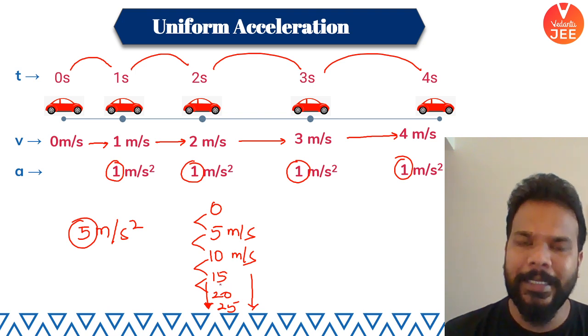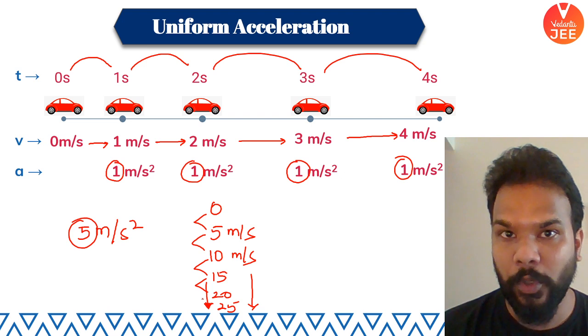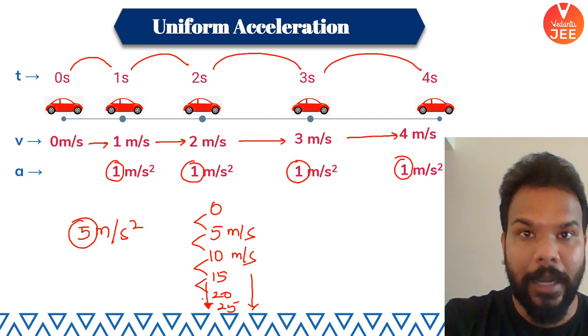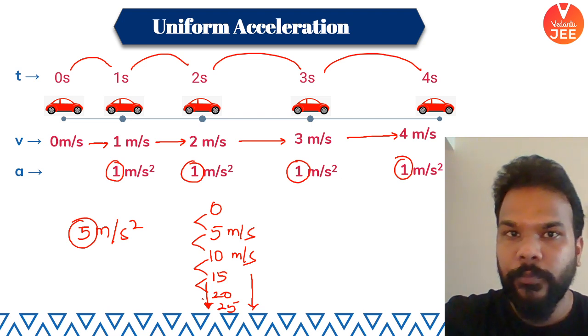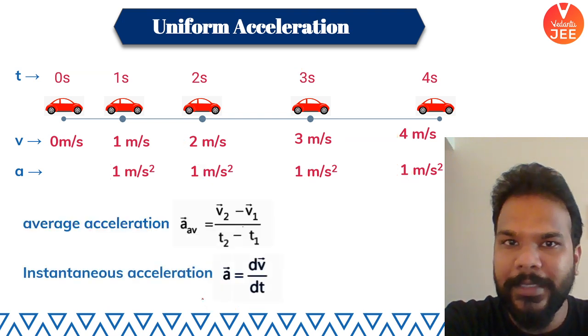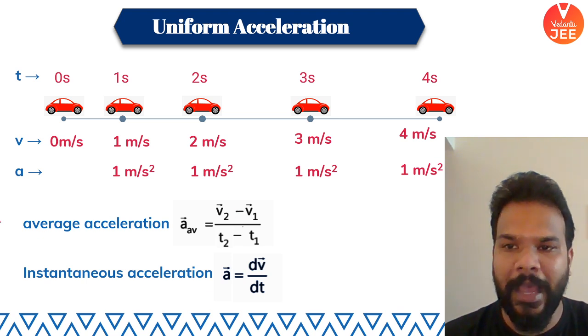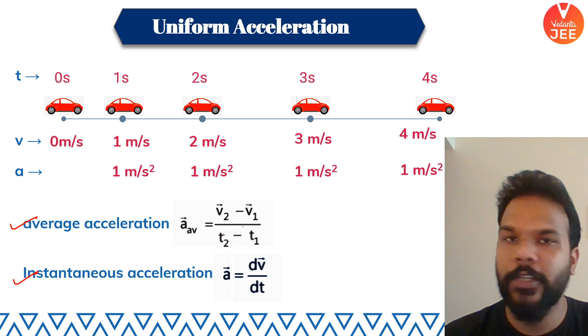And by acceleration, I don't mean that the body's velocity can only increase; it can also decrease. That will be called uniformly retarded motion. So if you ever have to calculate the value of acceleration, I already told you the formula, but let's keep the basic understanding of average and instantaneous acceleration in mind.